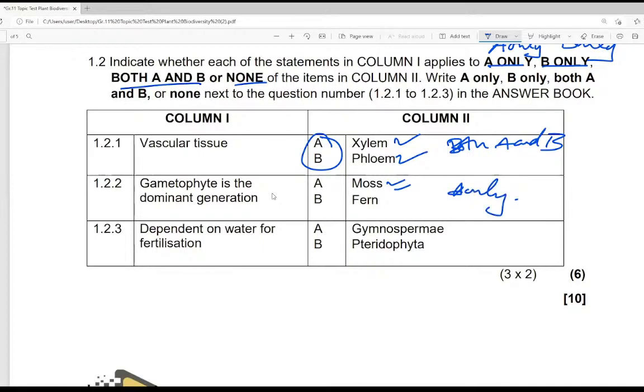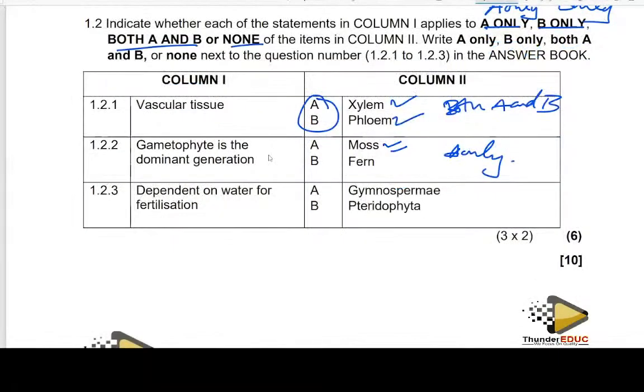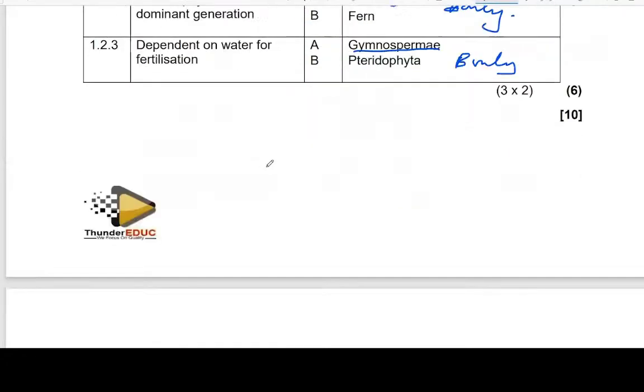Then they're saying dependent on water for fertilization. Which one depends on water for fertilization? There's only two groups which depend on water for fertilization. That is the bryophyte and the pteridophyte. So in this case, we don't have the bryophyte. So the answer is going to be B only. We say that these are spermatophytes. They are able to adapt to the harsh conditions. So for them, they don't need water to carry out the fertilization. So the answer is B only.